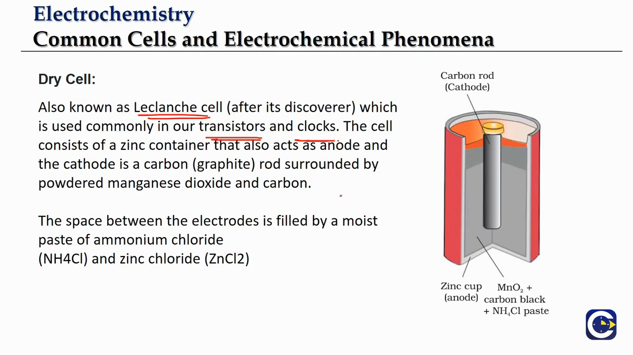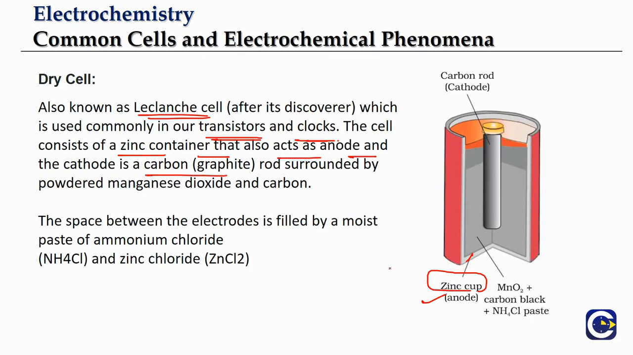Like if you look at the dry cell, where is the dry cell mainly used? It is used in transistors and clocks. The dry cell consists of a zinc container that acts as the anode. So we see that there is a zinc cup container, that will be the anode part, and carbon graphite will be the cathode.